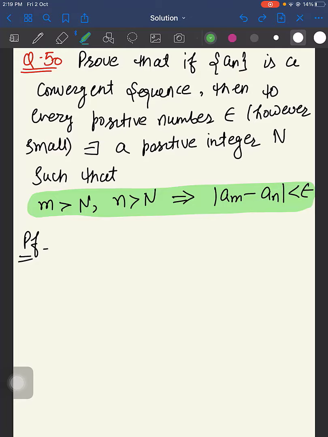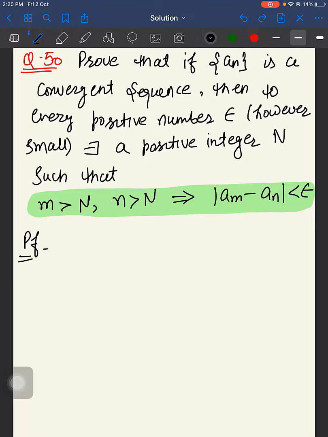Okay, so let us start with question number 50, which says: prove that if a sequence An is convergent, then to every positive number epsilon, however small, there exists a positive integer N such that whenever m and n are greater than N, the difference between the mth and nth term can be made less than epsilon. So that's what we want to prove. Let us see the solution of this, and how it works.